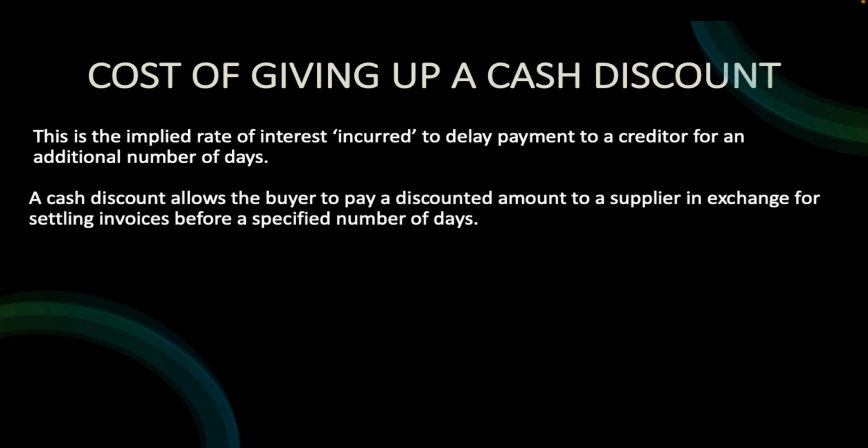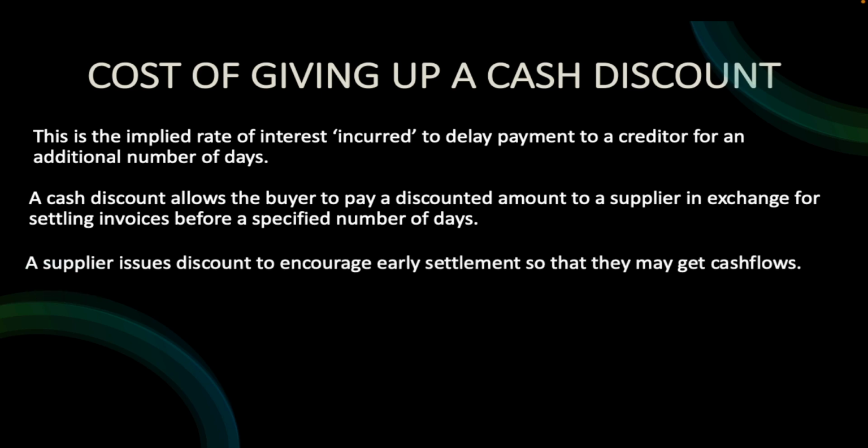A cash discount allows the buyer to pay a discounted amount to a supplier in exchange for settling invoices before a specified number of days. And we'll see what that looks like just now as we go through some examples. A supplier issues discount to encourage early settlement so that they may get cash flows.